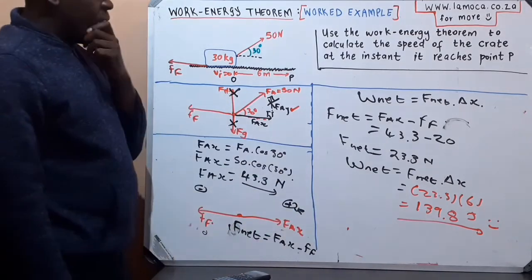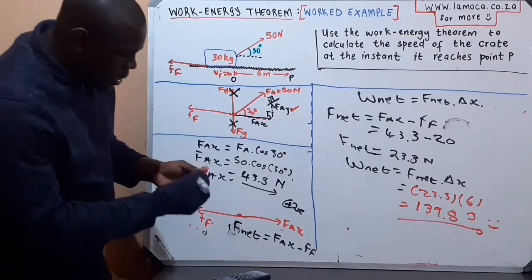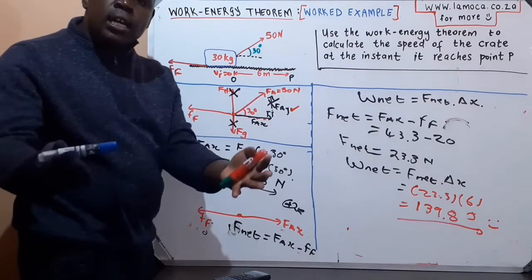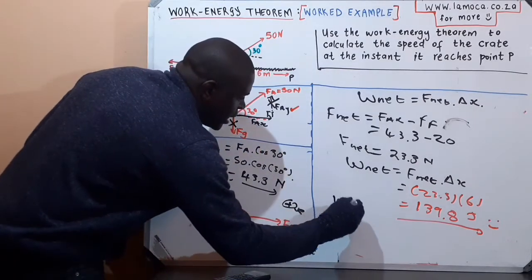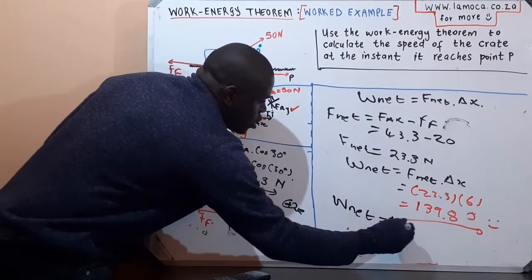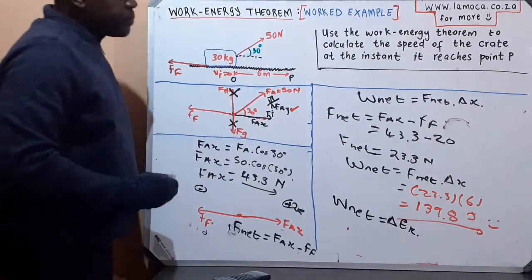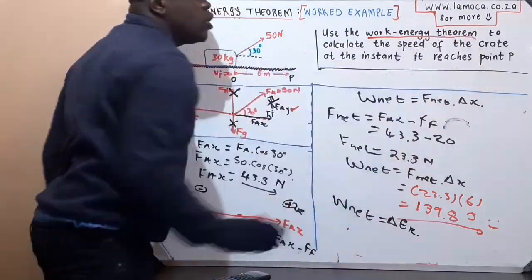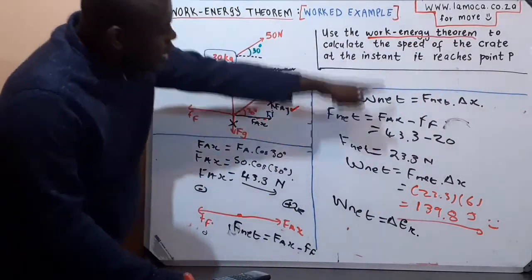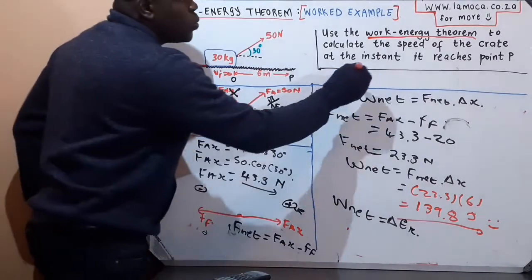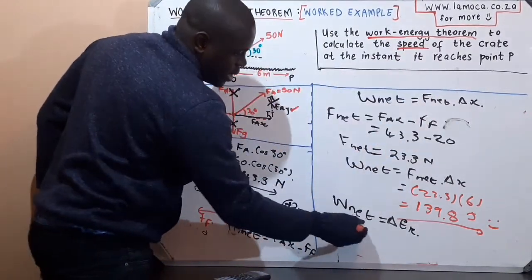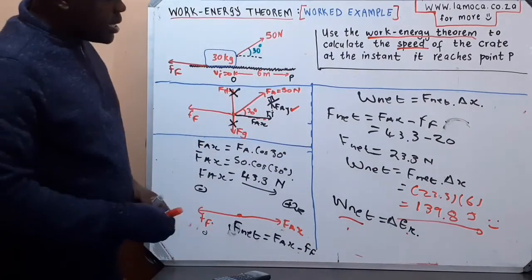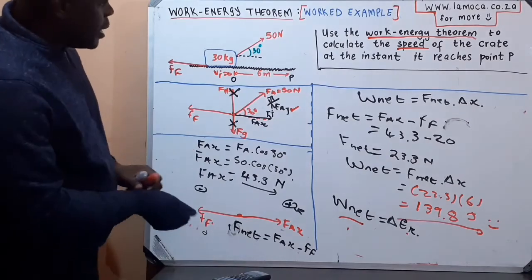So since we have the net work done, the work energy theorem states that the net work done on an object is equal to the object's change in kinetic energy. So work net is equal to change in EK. The question says use the work energy theorem. So I cannot use anything else except the work energy theorem. That's why I had to find the net work. To find what? The speed. The work energy theorem talks about the speed, which is the change in kinetic energy. So let's try and find the speed when it reaches point P.